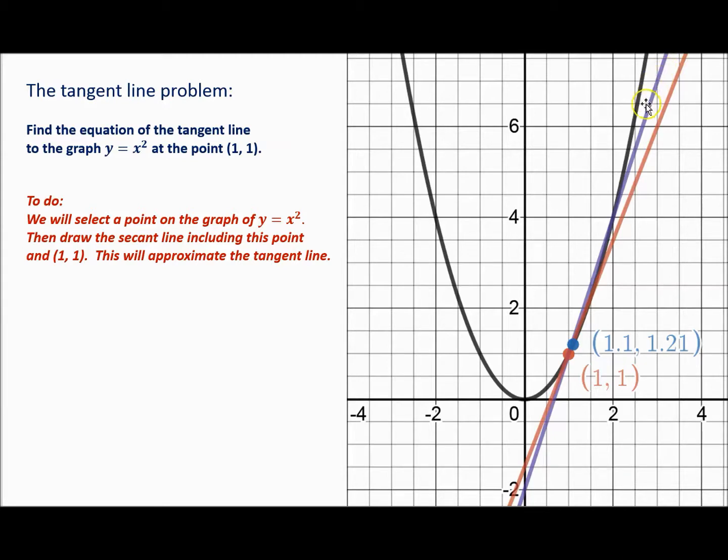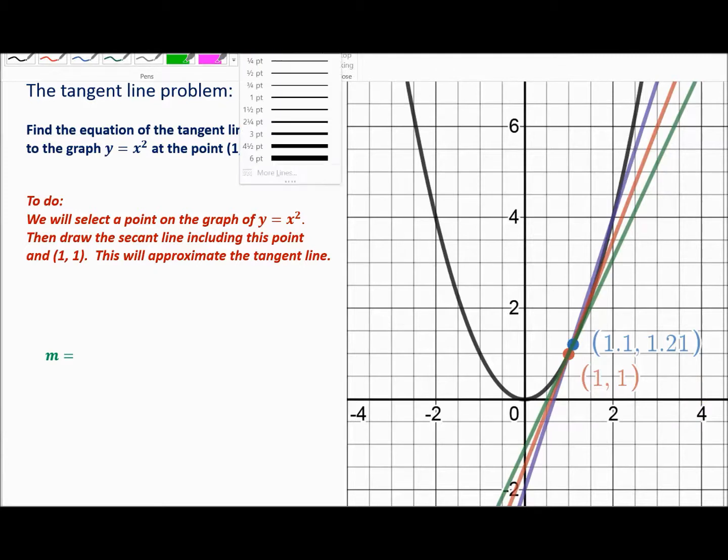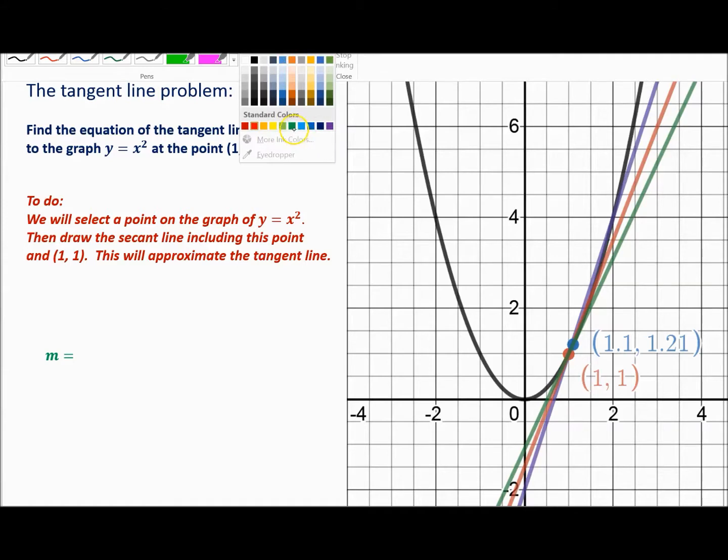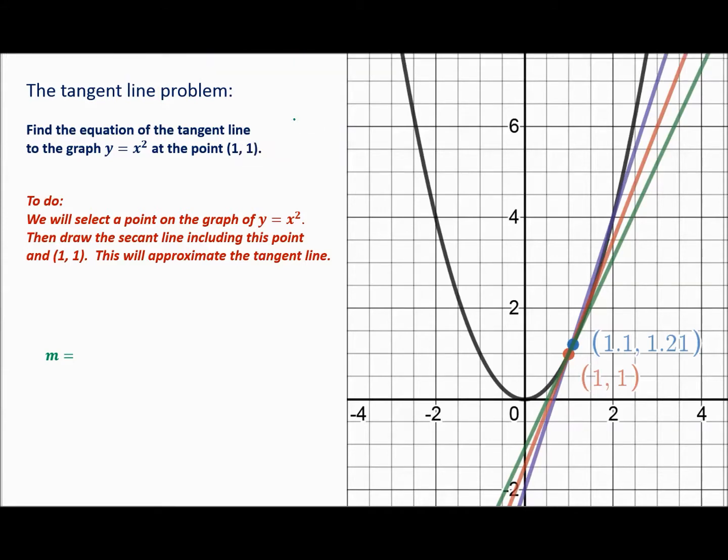So notice the purple line was the point that was far away at 2, 4. The red line was the point that was a little closer at x equals 1.5. And now I've got this next line. Look at this guy, the green one. It's even closer, and it's at the point 1.1, 1.21, intersecting with 1, 1. Let's find the slope. And Kelly, let's find the right color.